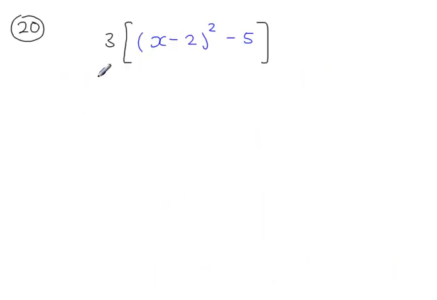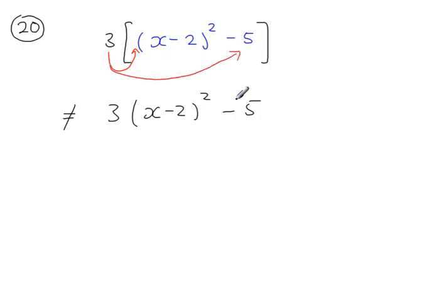Let's say you completed the square to get to this stage, and you're about to multiply out these square brackets. So that 3 times that part there gives you 3x minus 2 squared minus 5. So is this equal to this? It's not. It's a common error because that 3 should have been multiplying here and here. 3 times minus 5 gives you minus 15 here.